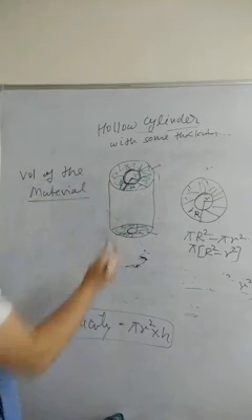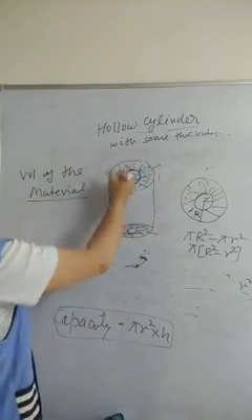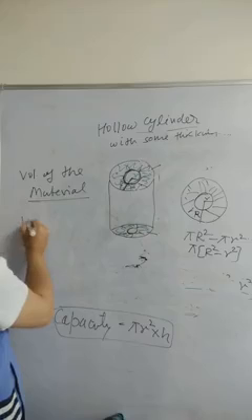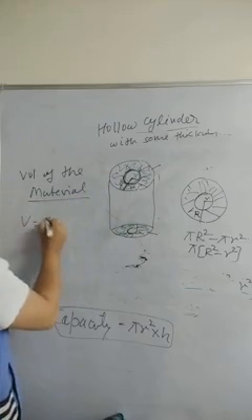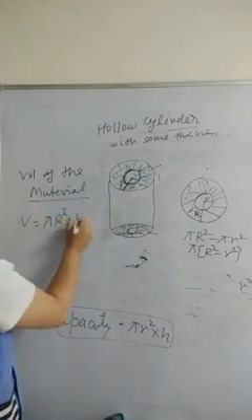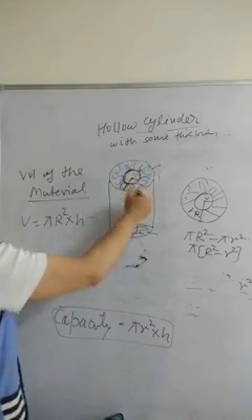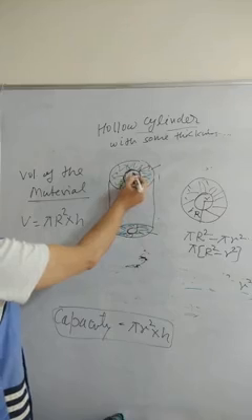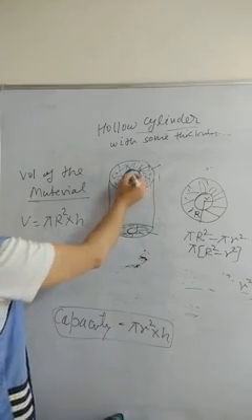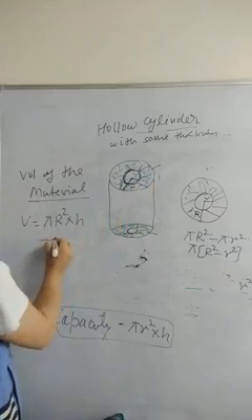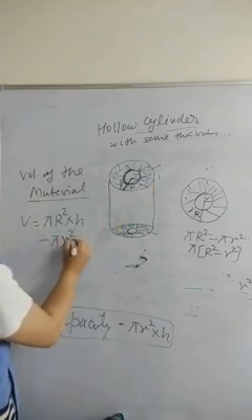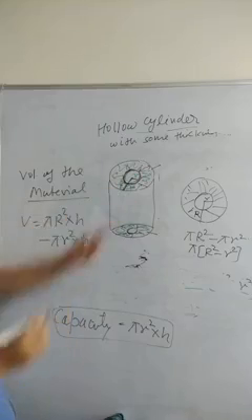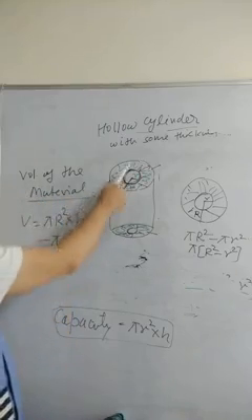Volume of the material will be, first find the volume of this whole cylinder. So what is the volume of this whole cylinder? That is pi R square into h. This is our whole cylinder, but this is the hollow part. There is no material inside. So subtract the volume of this part, pi small r square into h. So this will give you the volume of the material.